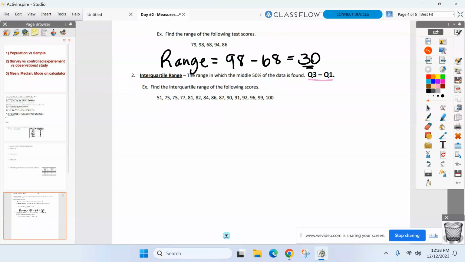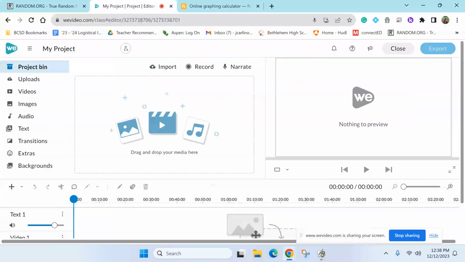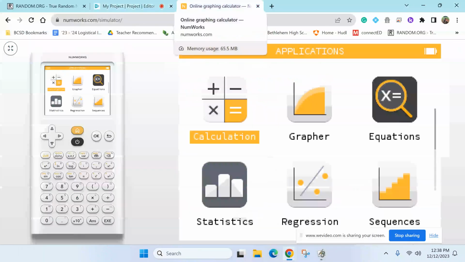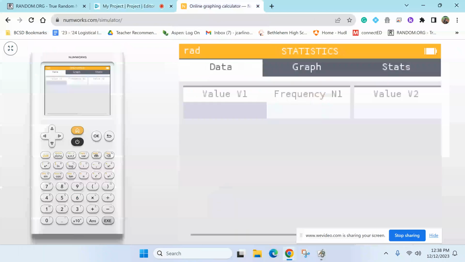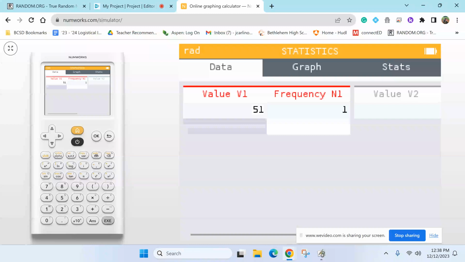So let's pretend I wasn't here yesterday. Where can I put these scores in so I can find all these different values I showed you yesterday? I go to my NumWorks. Where do I go? I go to statistics, correct. Then up will pop a list, and we type those numbers into that list. Be careful if you're typing them in, because you guys go so fast. A 75 could easily become just a 7.